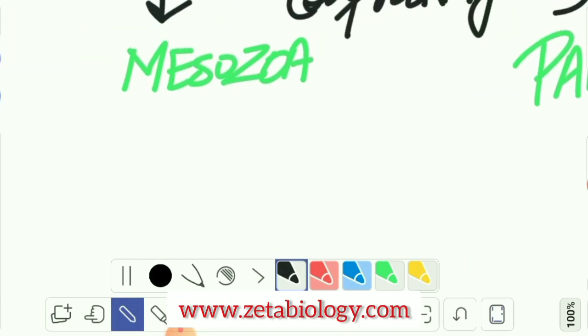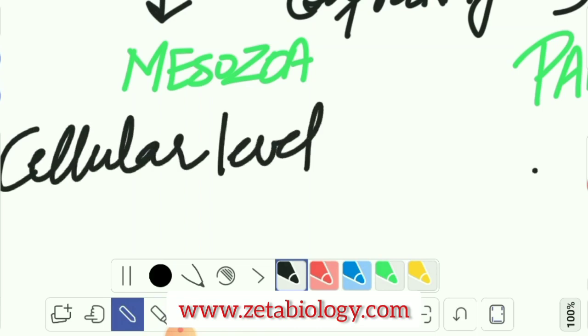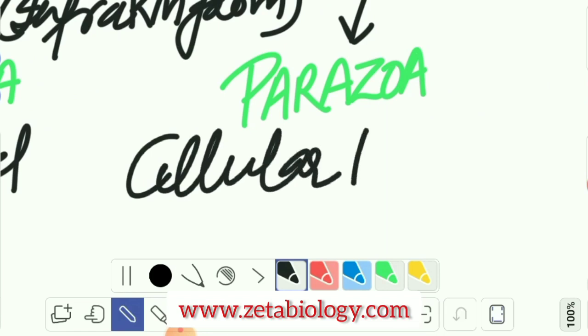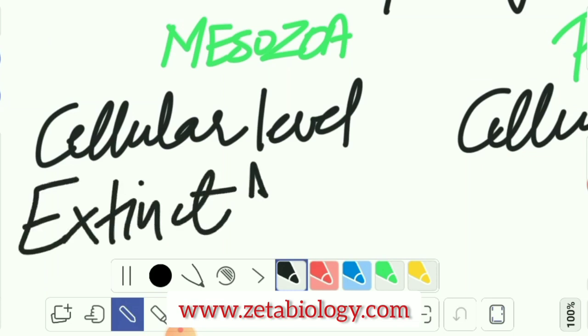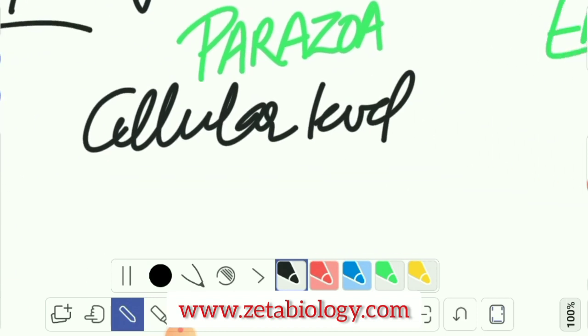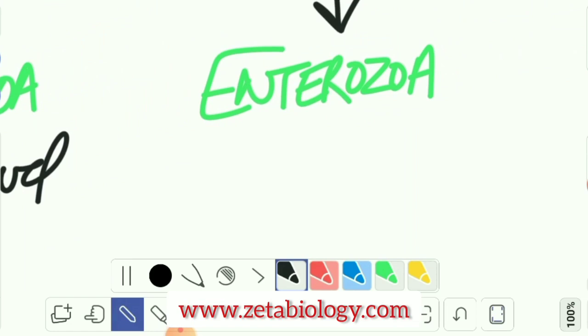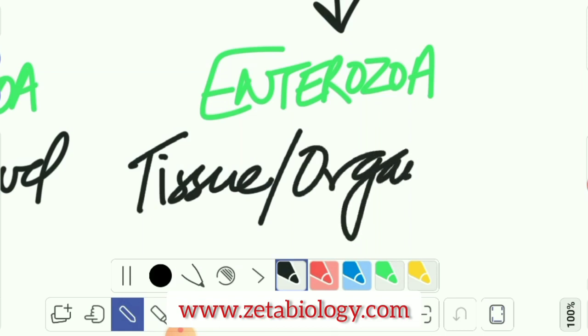Now, Mesozoa is at cellular level, Parazoa is at cellular level, but Mesozoa is already extinct. Okay, so remember this, it's already extinct. And Enterozoa is at tissue or organ level.